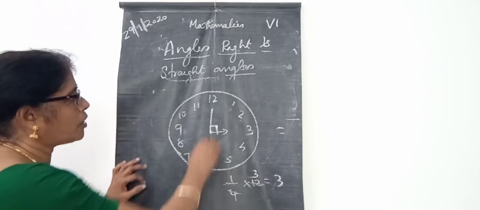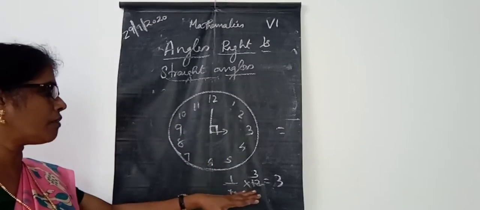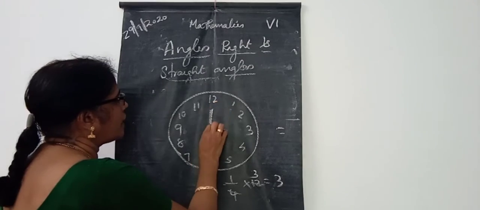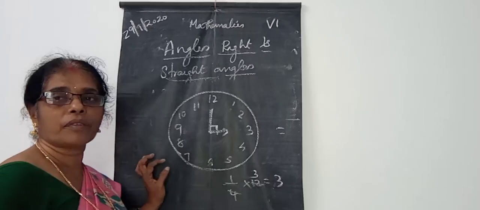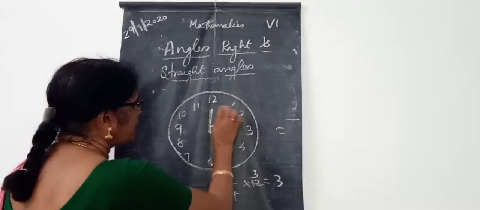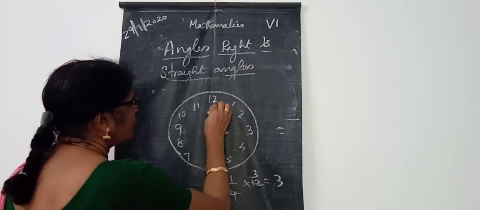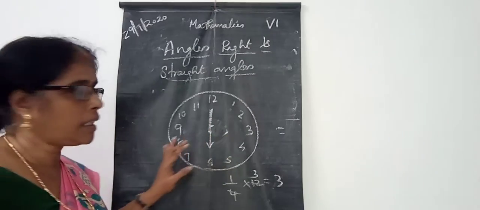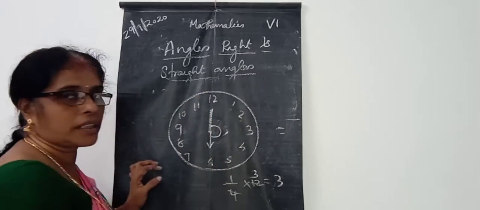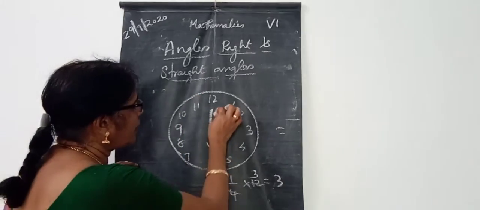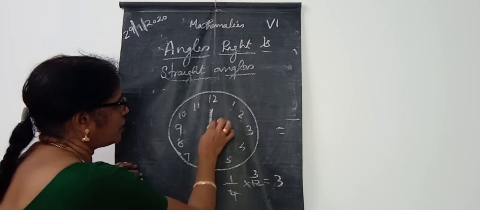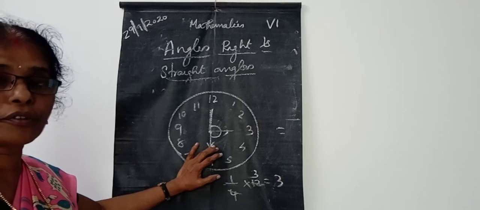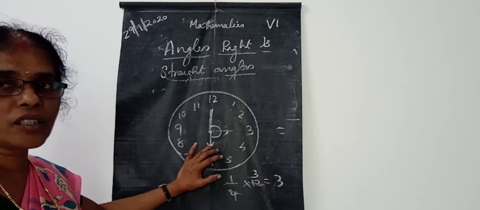Then 3 portions, because in 1 to 12, 1/4 of 12 is 3 portions. So this one is 1 right angle and this one is 1/4 turn. And this one is 6 o'clock, that is a straight angle. A straight angle is 2 right angles. One is this one and another one is also. So this is the 2/4 portion. 2/4 means 1/2 portion, that is a straight angle.